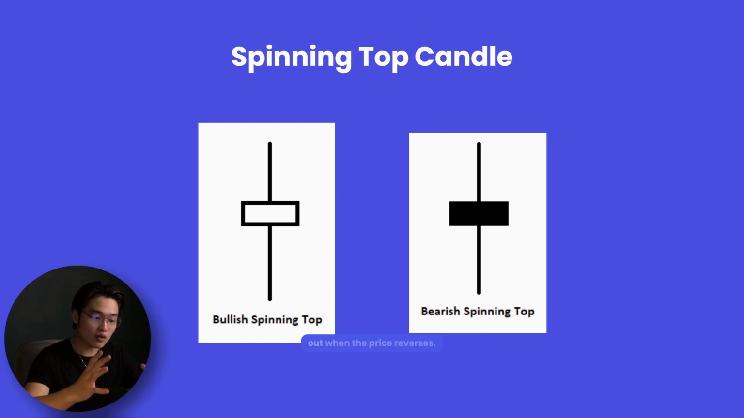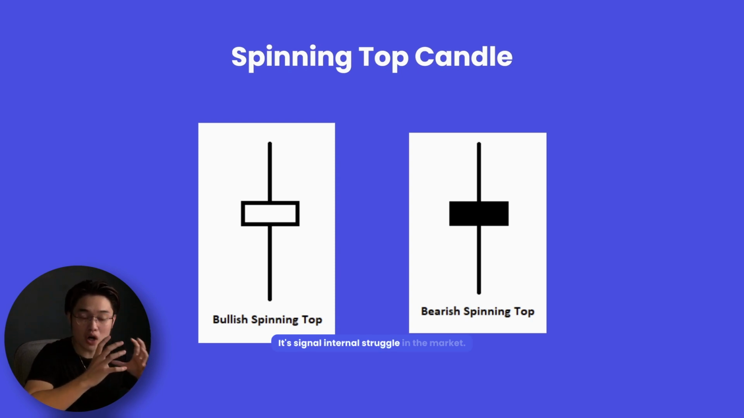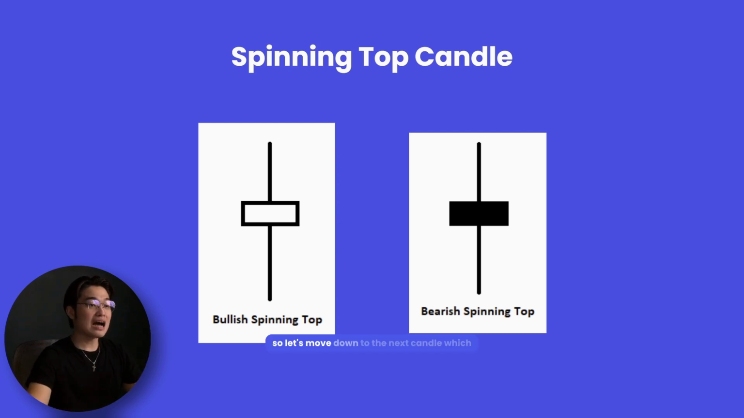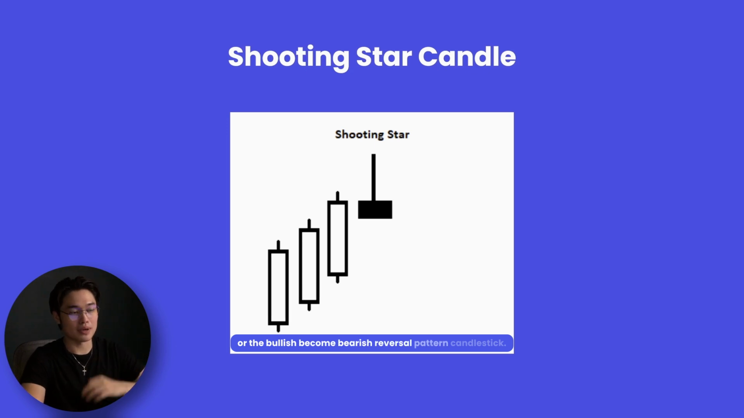But get stopped out when the price reverses. It signals internal struggle in the market. Okay, so let's move down to the next candle, which is the shooting star. The shooting star candle should be a bearish reversal pattern, a bullish move becoming a bearish reversal candlestick.